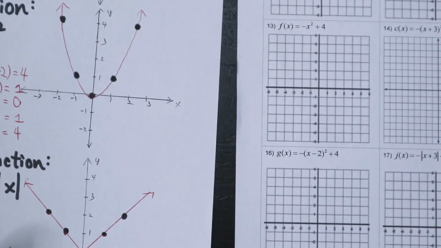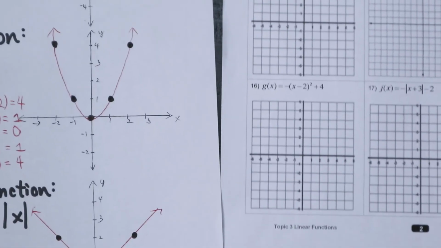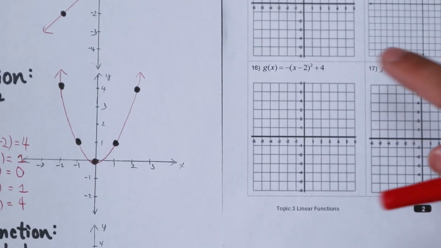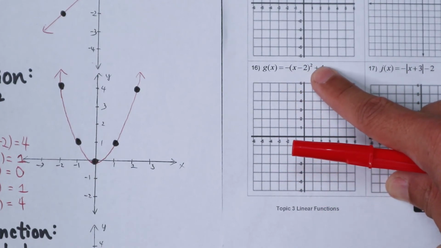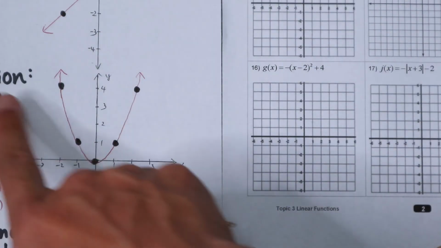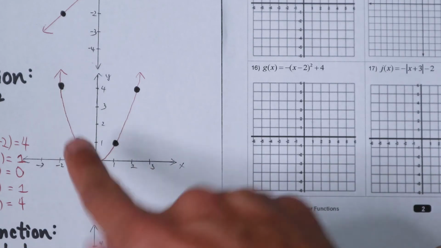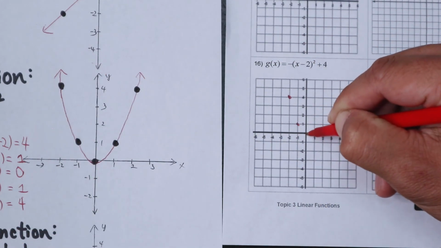For example, on the second page, I see that for number 16, let's take a look at number 16. Number 16 says, g of x is equal to negative, open parentheses, x minus 2, to the second power, and then plus 4. So I see that this mother function is the quadratic mother function, right? So you're going to plot these 5 anchor points correctly. So these are the 5 anchor points.